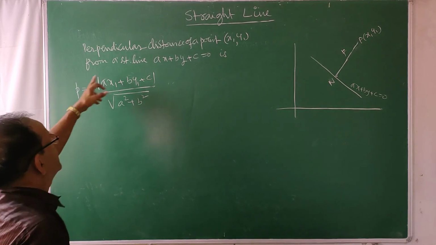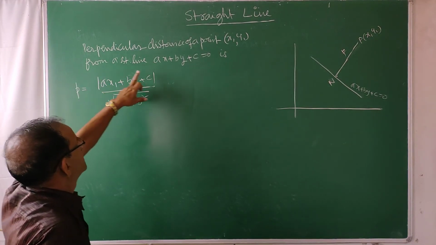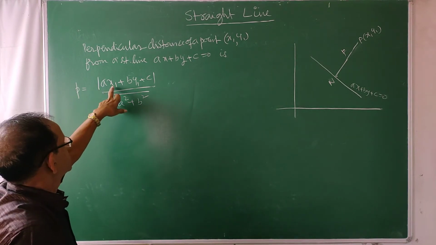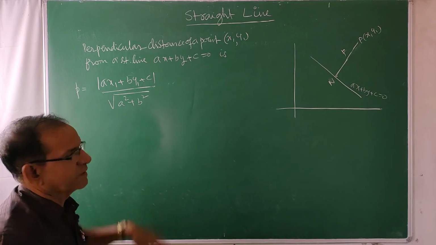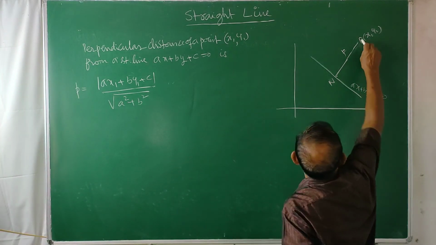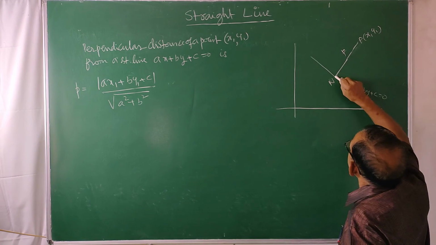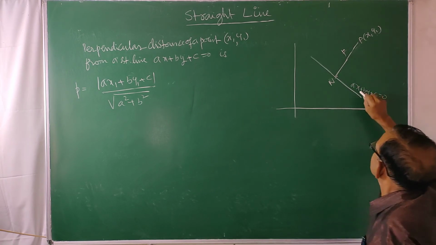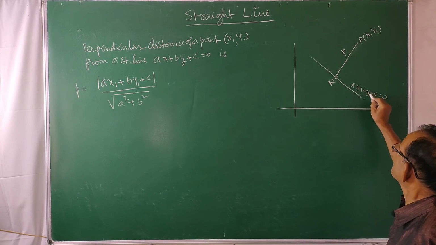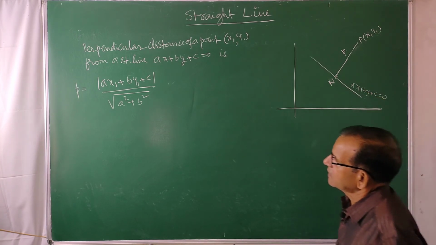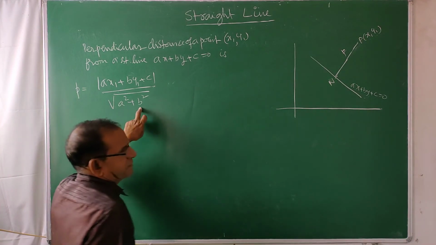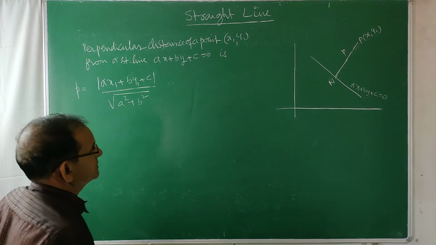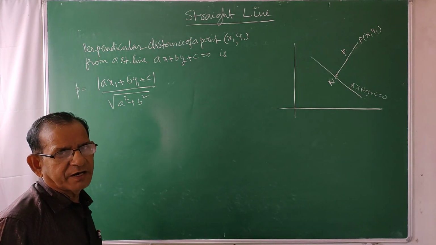Now, the perpendicular distance from a point (x1, y1) to the straight line ax plus by plus c is equal to 0 is modulus of ax1 plus by1 plus c, by root of a square plus b square. This is the given point and this is the given line. If you draw a perpendicular to this line, this is the perpendicular distance p, and you have to substitute x1, y1 in place of x and y. ax1 plus by1 plus c, don't take 0, by root of coefficient of x square plus coefficient of y square. So this is the formula for the perpendicular distance from a point to a line.